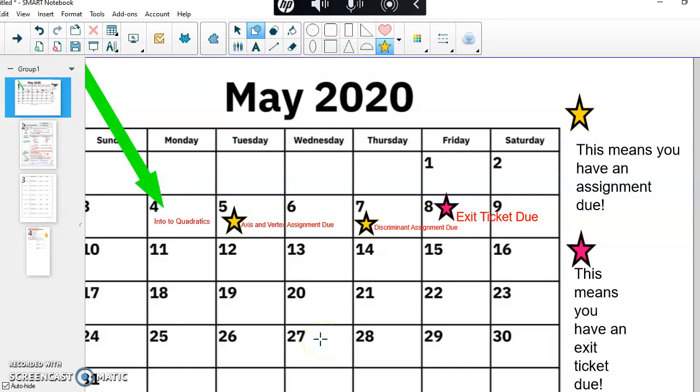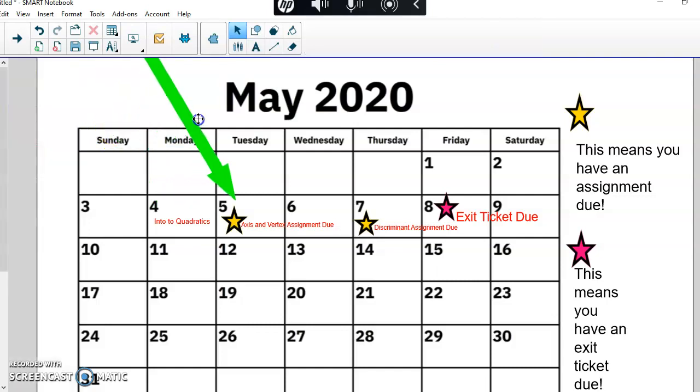Hi everybody, today is Tuesday, May 5th. I'm actually going to go ahead and move my little arrow over here for us so that we are all on the same page about what day we're on. Tuesday, May 5th, today we see that yellow star on our calendar, so we know we have an assignment due.